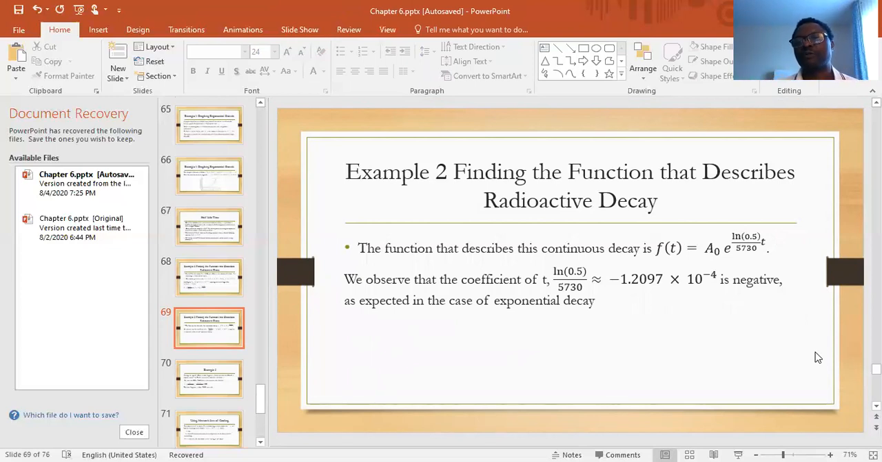So we can compute the quantity logarithm of half over 5730, K, which is minus 1.2097 times 10 raised to power minus 4. It is a negative value, describing an exponential decay.